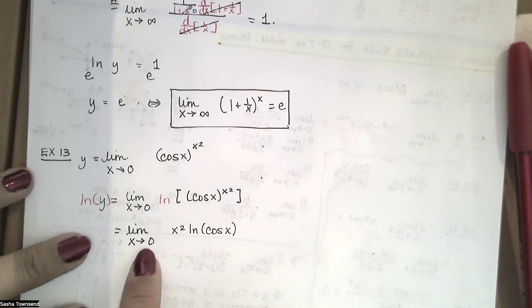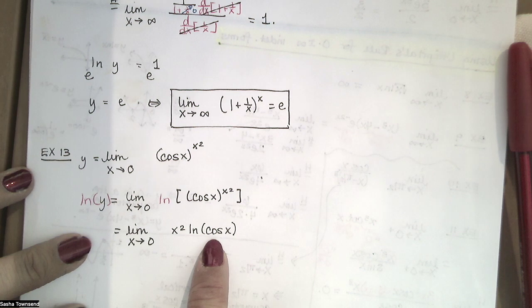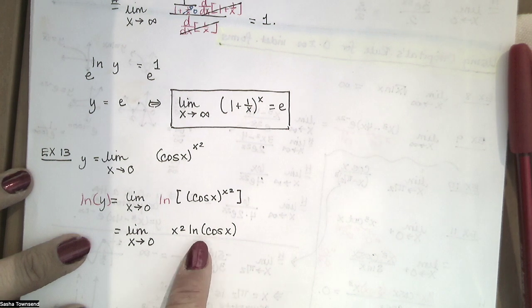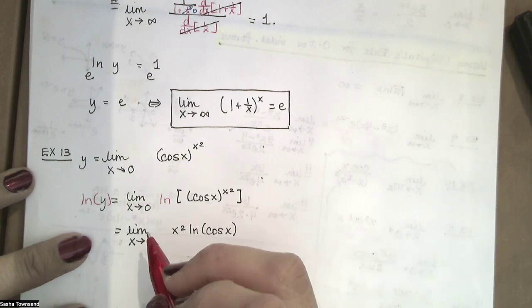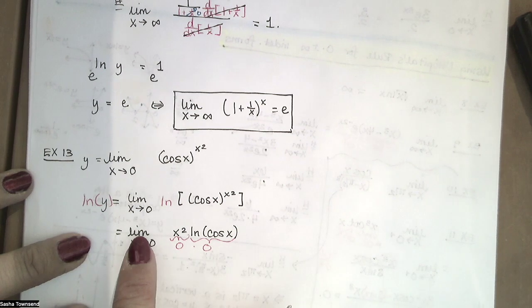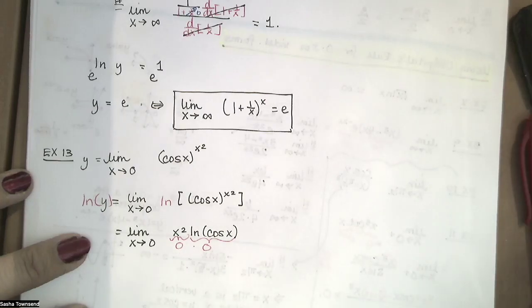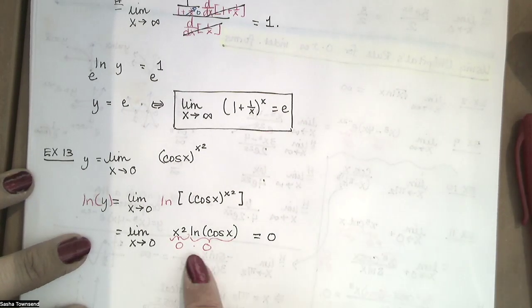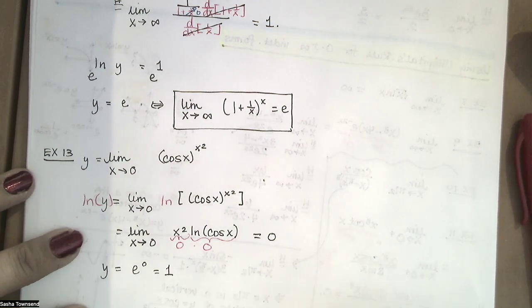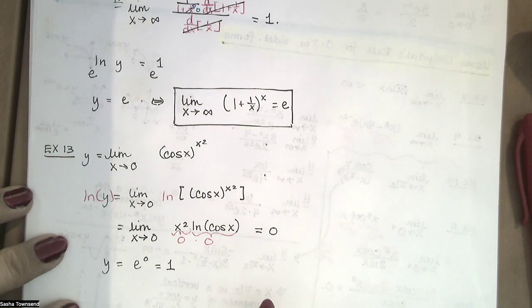All right, now as x approaches 0, cosine of x is approaching 1, and natural log of 1 is 0. So this is approaching 0, and then this is approaching 0. So we don't actually have an indeterminate form here. The limit as x approaches 0 of this function is 0 times 0, which is 0. So you'd say, okay, what does that mean for y? Well, y has to be e to the 0 then. y must be equal to 1, because the natural log of y is 0.